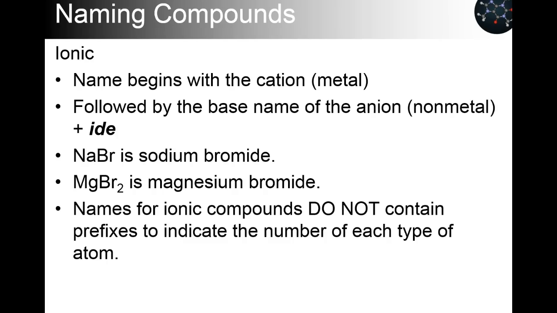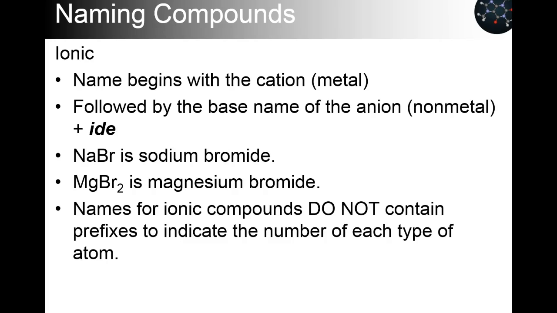Anytime we name an ionic compound, the name begins with the cation, or the metal, and then the anion follows, using the base name of the anion plus the ide ending. So NaBr is sodium bromide. The bromine loses the ine and gains an ide.